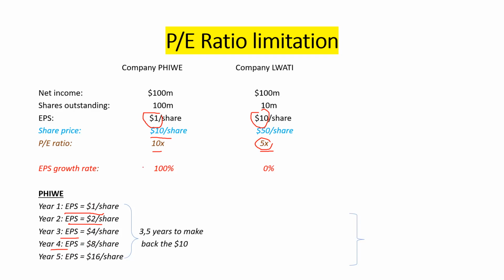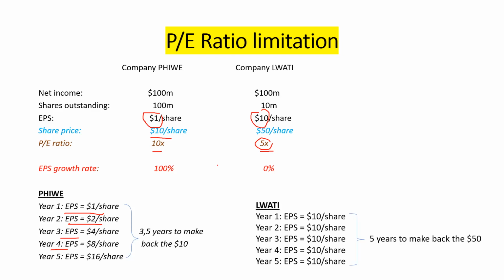Whereas before the 100% growth rate, it took you 10 years, but because of the higher growth rate, you are now recovering your money quicker. That is why it makes the share of company Piwe less expensive and more valuable.